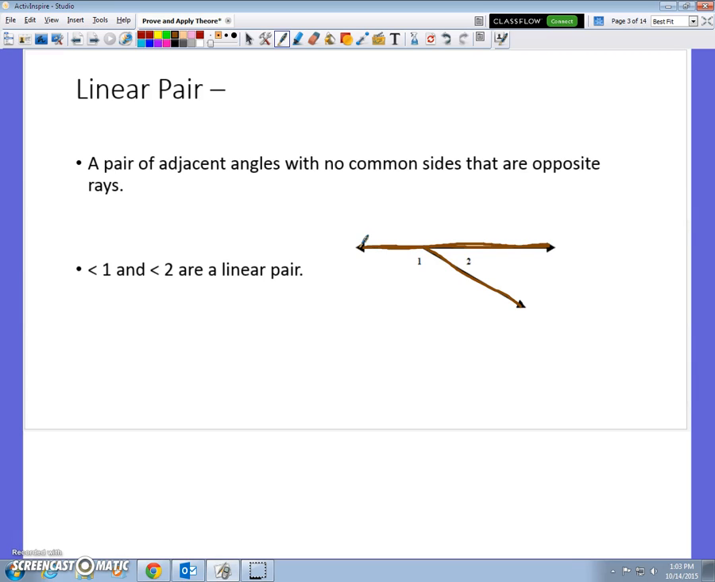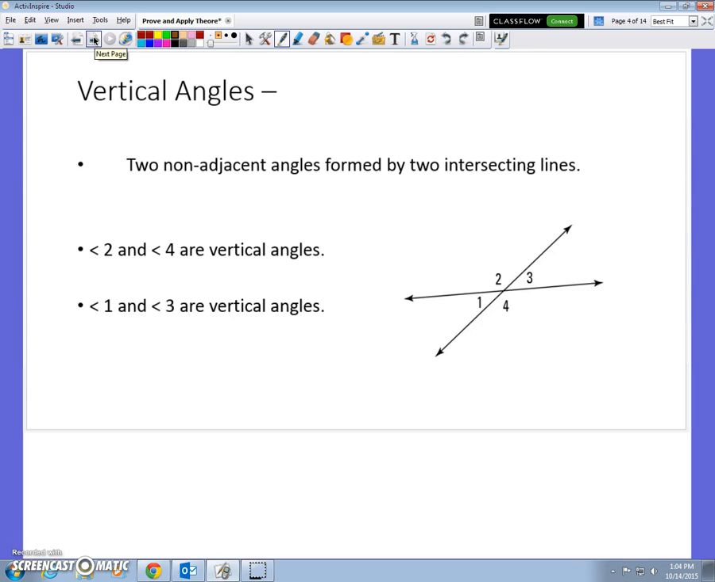So honestly, we could also say that angle 1 and angle 2 must be supplementary, or they must add up to 180. I'm not sure how familiar you are with the word supplementary, so we're going to talk about that today too. But first let's talk about vertical angles.